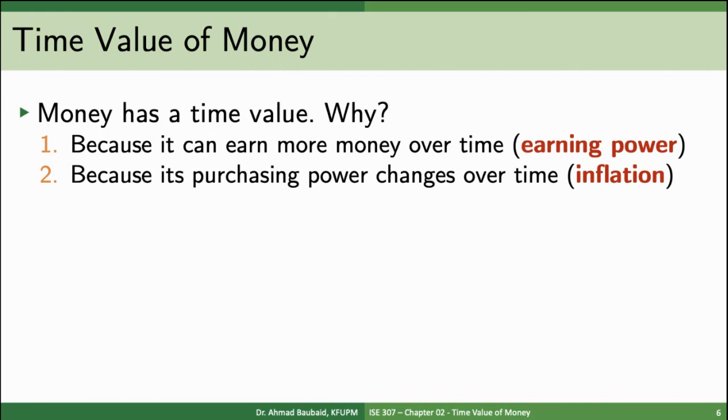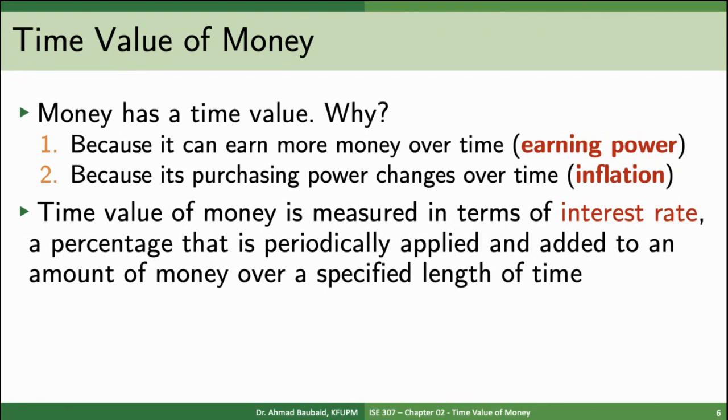And also because your purchasing power changes over time. If I give you $100 today, you're going to be able to buy, let's say, a certain amount of stuff. If I give you that same $100, the same bill, 5 years from now, you're not going to be able to buy as much with it because things are going to be more expensive, and therefore your budget is not going to allow you to buy as many things as you would have bought today. And so because of these two reasons, money has a time value. Okay?